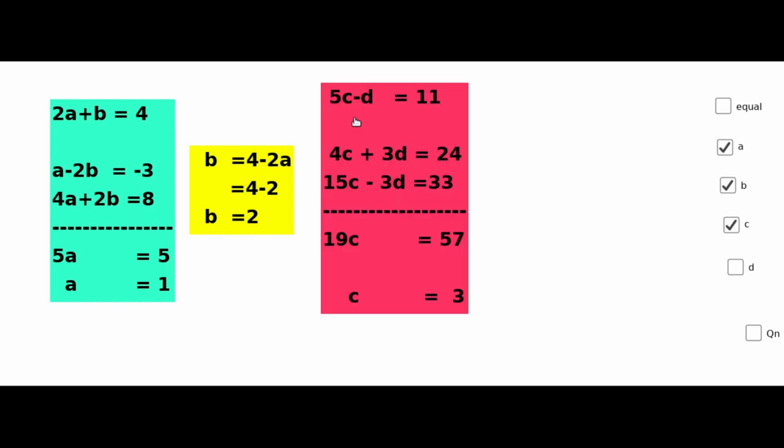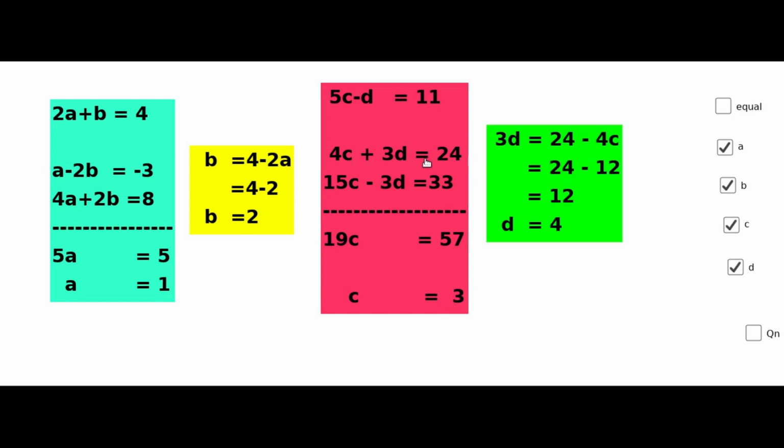Next two equations, 5C minus D equal to 11, 4C plus 3D equal to 24. We multiply the first equation by 3. We get 5 into 3 equal to 15C minus 3D, 11 into 3 equal to 33. Then adding these two equations, we get 4C plus 15C equal to 19C, 3D plus minus 3D equal to 0, 24 plus 33 equal to 57. From this, C equal to 57 by 19 equal to 3.